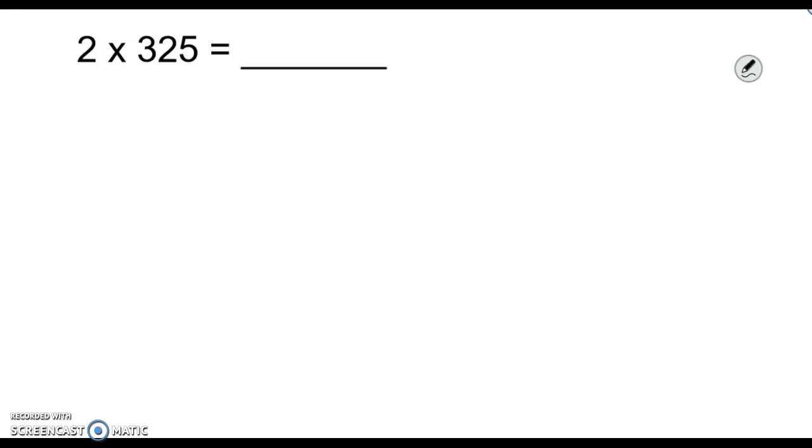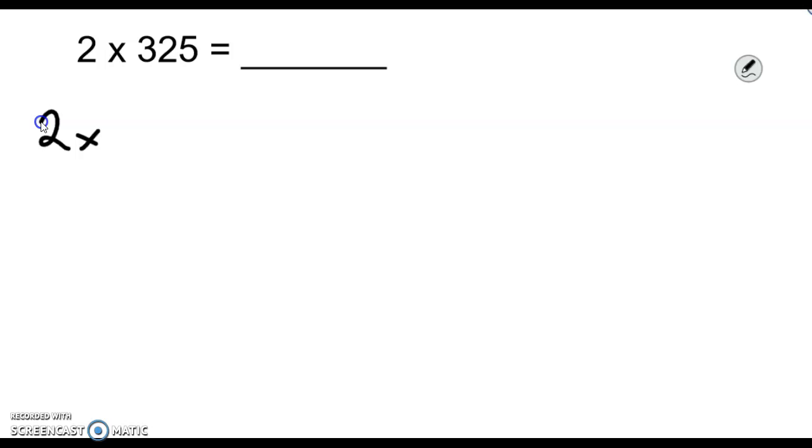All right, so our problem here, we have 2 times 325. I don't know about you, but I can't do multiplication in my head with numbers that large. So what we're going to want to do is take that 325 and break it down into its factors. We want to make those into 3 smaller numbers that we can use easily. So the first thing we're going to do is rewrite this problem. We're going to write this as 2 times.